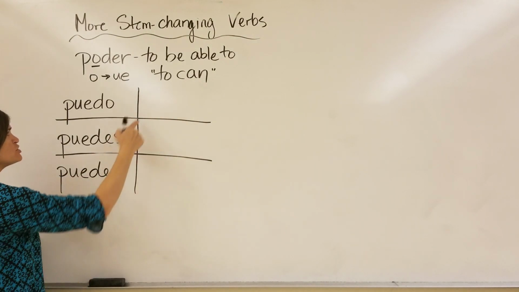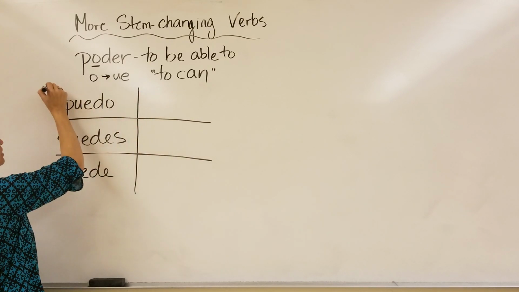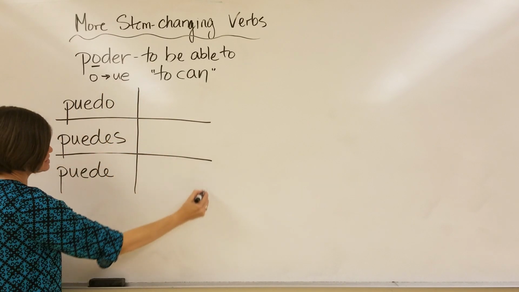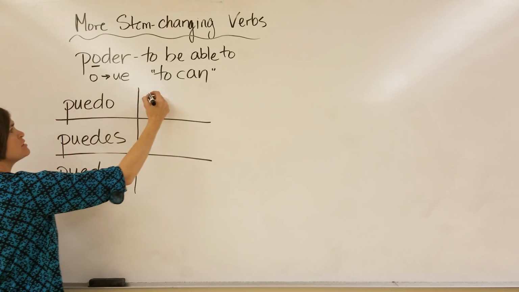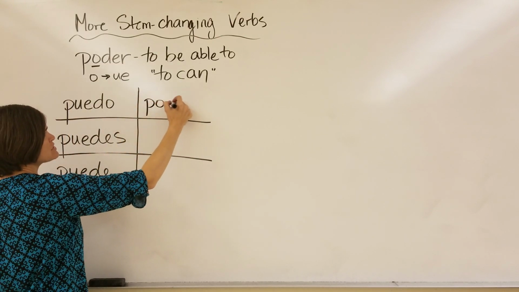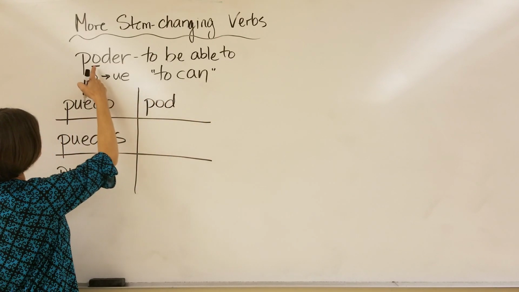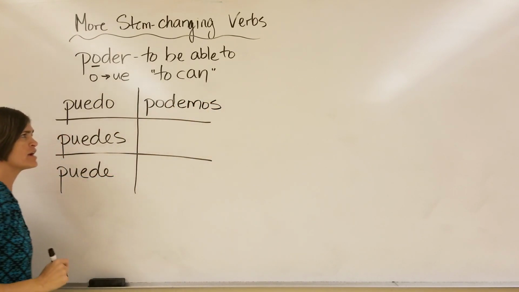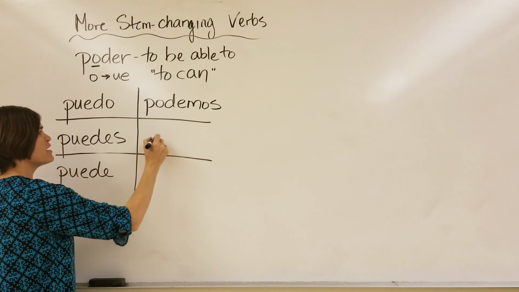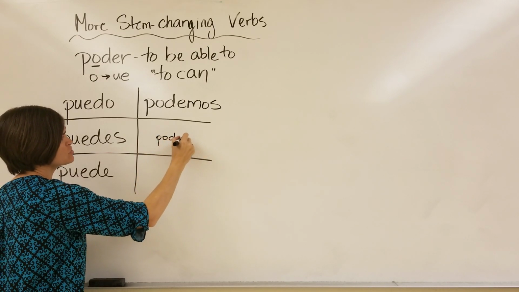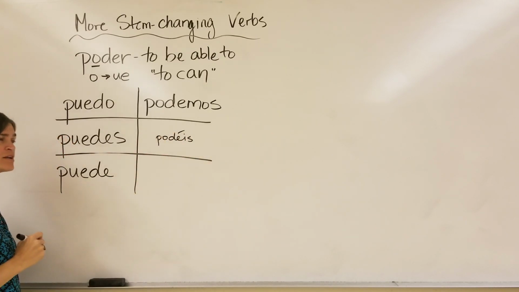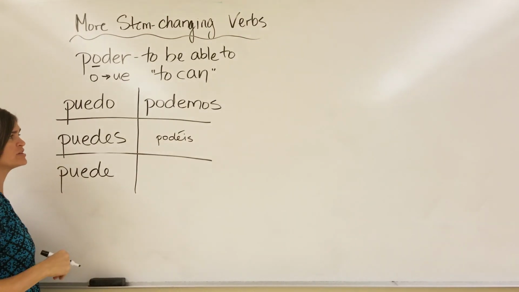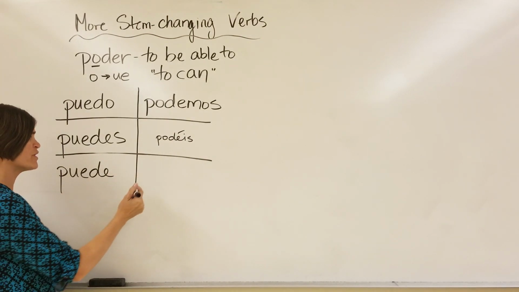Now nosotros is outside of the boot, because remember our boot shape is right here. So because it's outside, there will not be a stem change that takes place. It just stays as an O, and we add the regular ER ending. Same thing, by the way, happens here in the vosotros ending. When we want to talk to a bunch of people informally in Spain, we would say vosotros podéis.